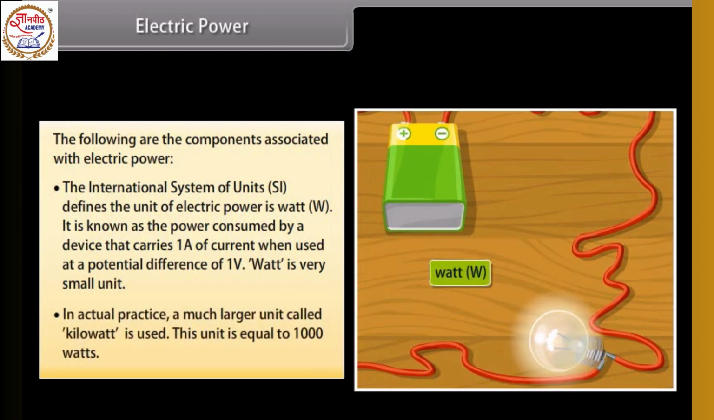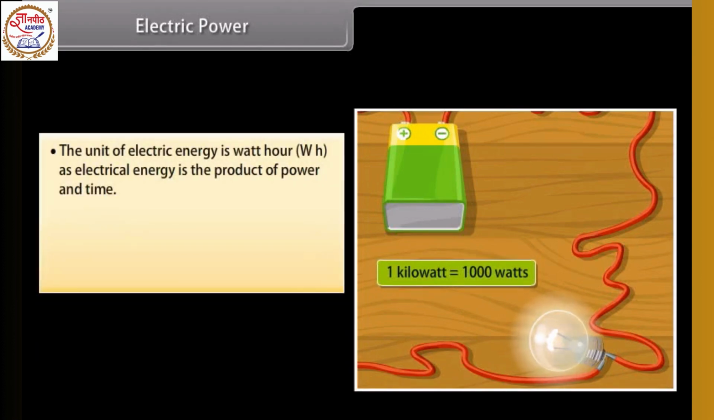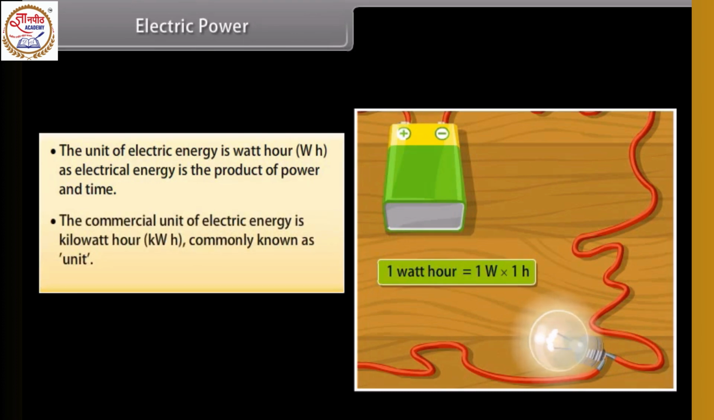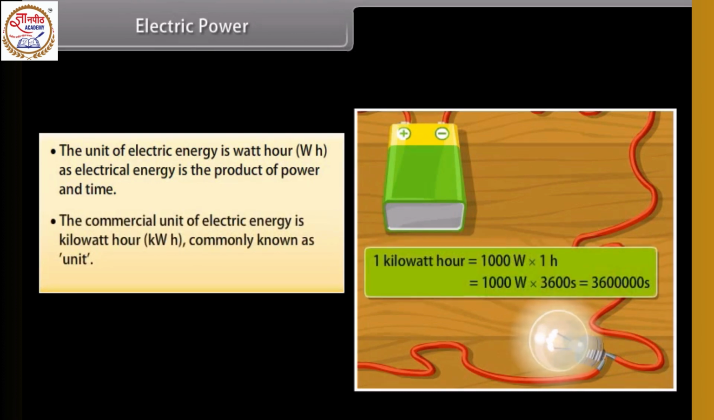In actual practice, a much larger unit called kilowatt is used. This unit is equal to 1000 watts. The unit of electric energy is watt hour, Wh, as electrical energy is the product of power and time. The commercial unit of electric energy is kilowatt hour, kWh, commonly known as unit.